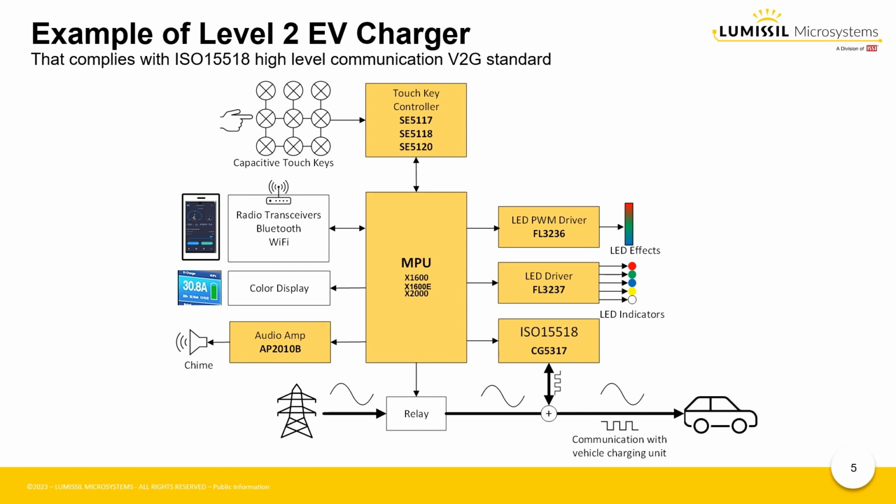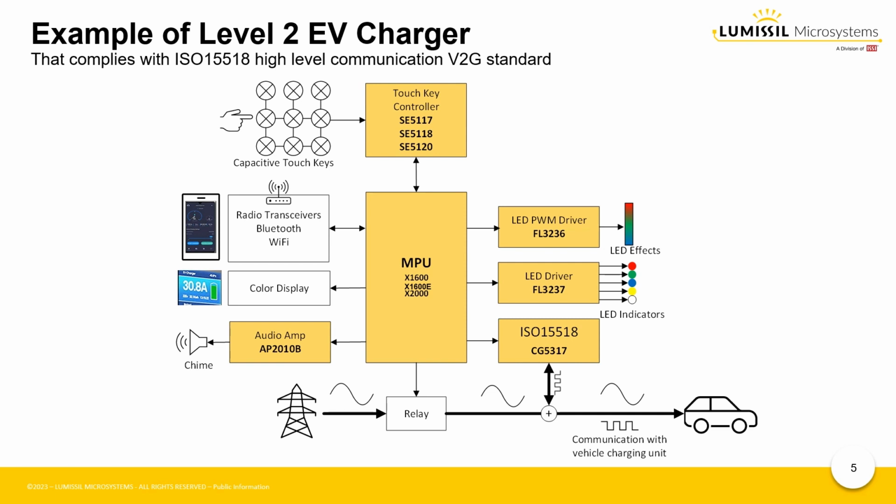Now let's see how an MPU can be used for an electric vehicle level 2 charger. Many of the level 2 chargers for sale have displays, LEDs, they make sounds like chimes, and have capacitive touch keys for scrolling through the display. The blocks shown in yellow are products made by Lumissil.